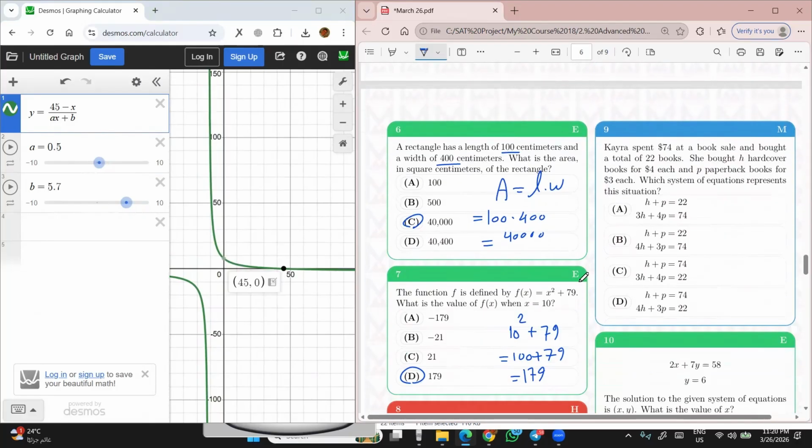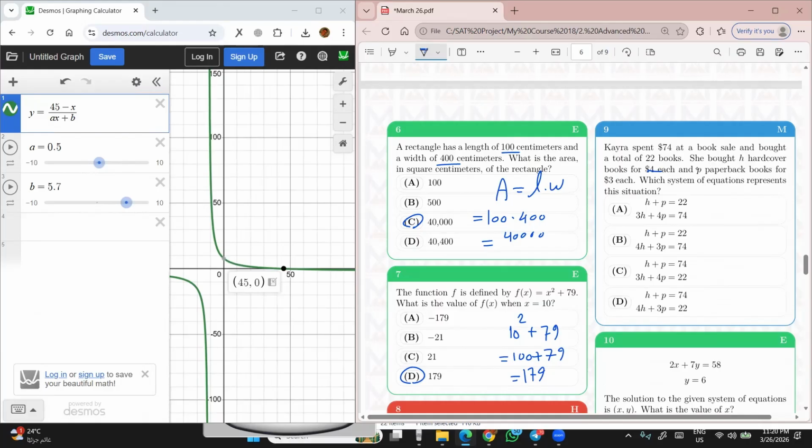Number 9, Kyra spent $74 at a book sale and bought a total of 22 books. She bought H hardcover books for $4 each and P paperback books for $3 each. Which system of equations represents this? So be careful to write all the dollars in the same equation. And you need to consider the order also.